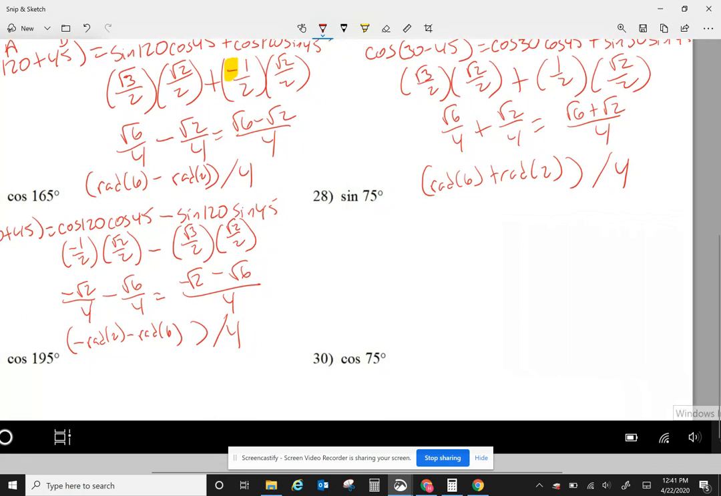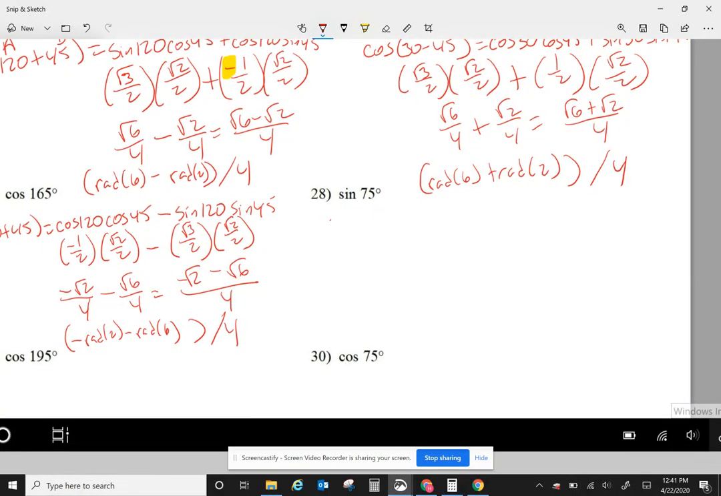To get sine of 75, I'm going to do sine of 45 plus 30. According to a formula, I'm looking at sine of A plus B. We have sine of 45 times cosine of 30 plus cosine of 45 sine of 30.